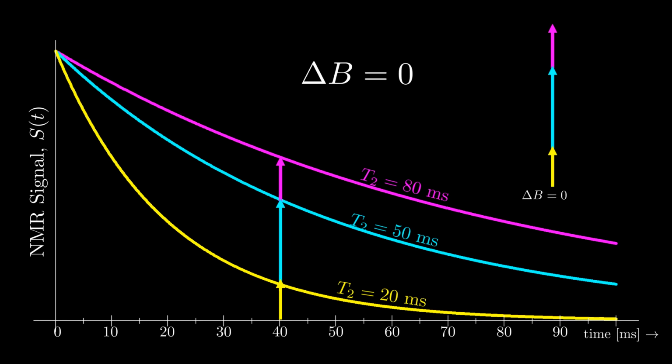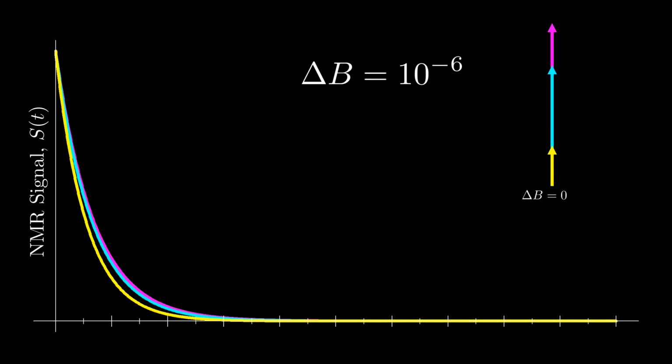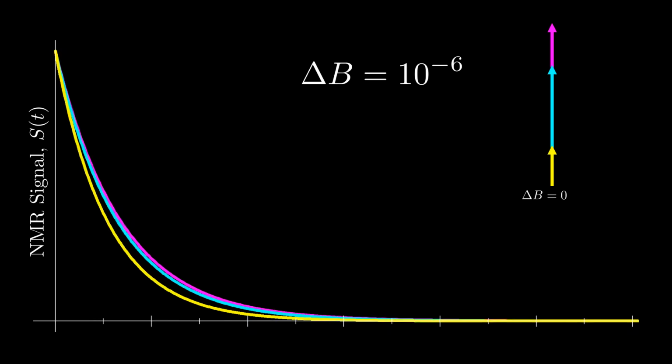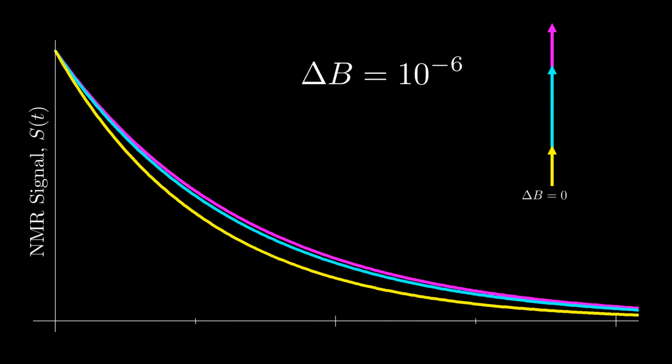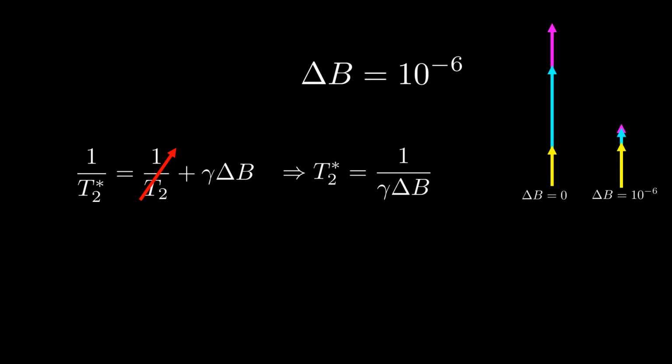If our field inhomogeneity increases to just 1 part per million, our observed decay time T2 star is reduced to milliseconds. Not only do we have to acquire our signals much faster, but our ability to contrast tissue is dramatically reduced, if not gone depending on our signal-to-noise ratio. Best case scenario, we'd be imaging a tissue with infinite T2. That would drop this term out, but notice we can't do any better than 1 over gamma delta B.